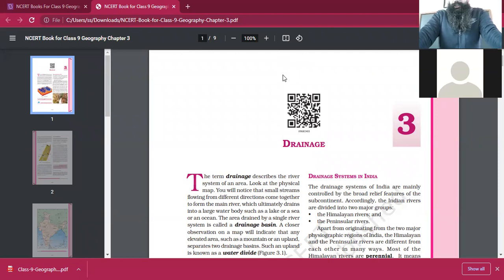Smaller streams of water joined together, which come from different directions. When smaller streams of water come from different directions and join together to form a larger stream, they are known as the tributaries. Tributaries are the smaller streams of water which join together to form the larger stream named a river.